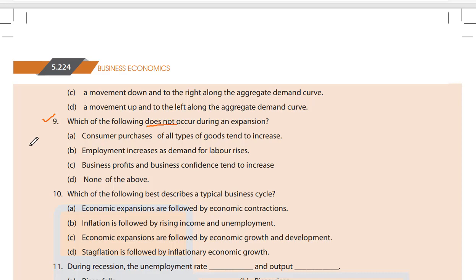So, what does not occur during an expansion? D. None of the above. Nothing of these fails to happen in case of expansion.